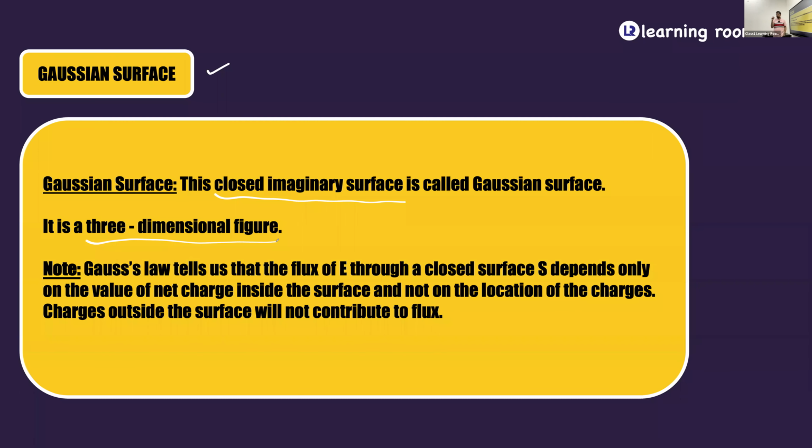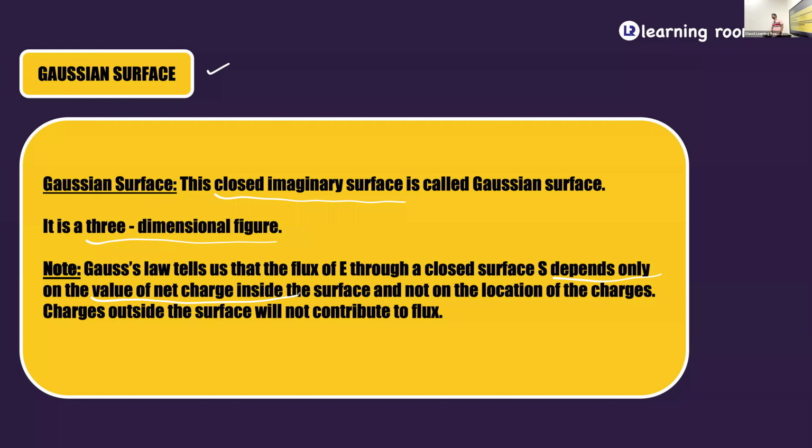The most important point which I wanted to state here is, whenever you are applying this concept of Gauss law, it depends only on the charge that is enclosed within the surface. Gauss law tells us that the flux through any closed surface S depends only on the value of the net charge present inside the surface, and it does not depend on the location of charges at all. So if you know the net charge inside the Gaussian surface, that is more than sufficient for you to apply Gauss law.